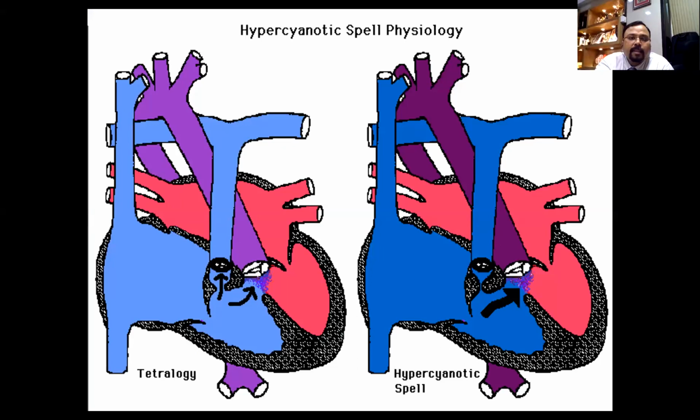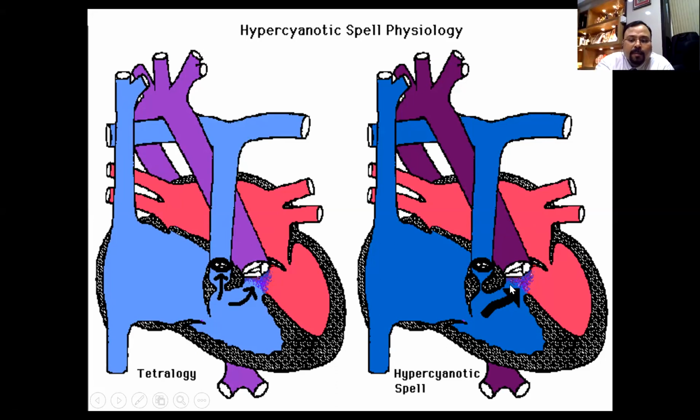Now here we will understand hypercyanotic spell physiology. On your left side, you can see cyanotic CHD with unrestricted VSD. This is VSD. This is your pulmonary artery, and you can see here infundibular stenosis. On your right side, this is infundibular spasm. Because of infundibular spasm, there won't be forward pulmonary blood flow, and blood from the right ventricle goes into the aorta, which causes cyanosis.